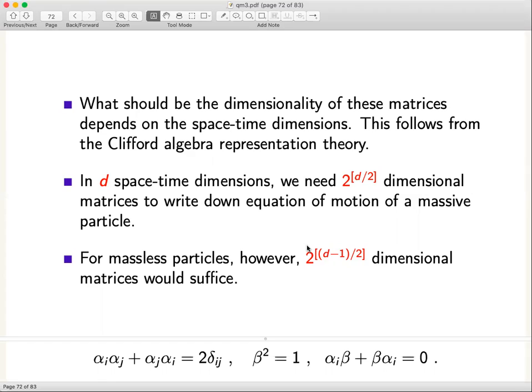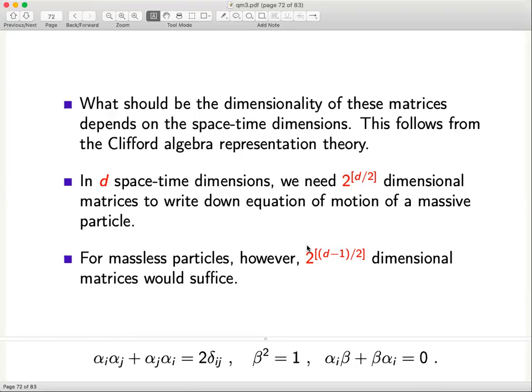Now this is where Clifford algebra gets back in, and the Clifford algebra representation theory actually tells you what should be the size of the solution to the Dirac equation, or what should be the dimension of the alpha and beta matrices appearing in the Dirac equation.